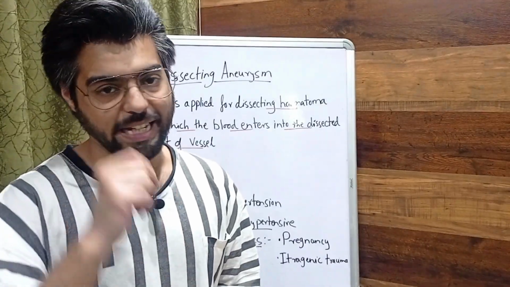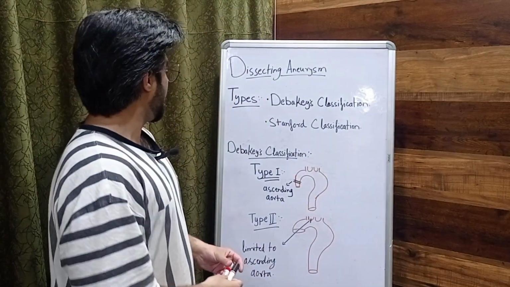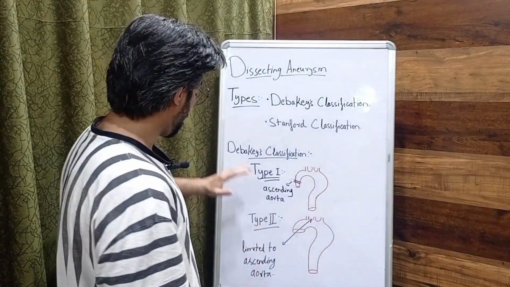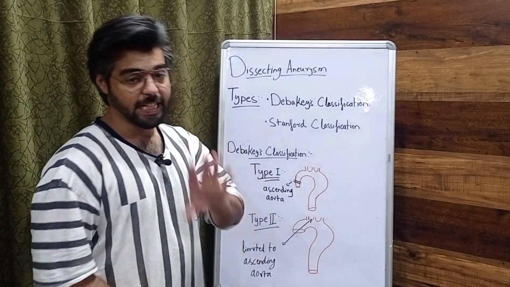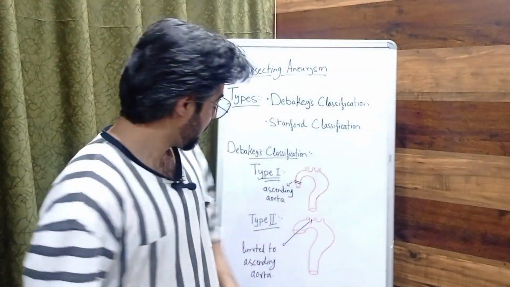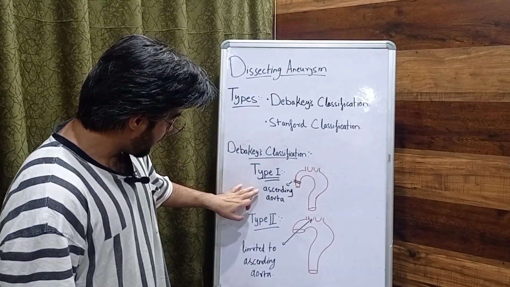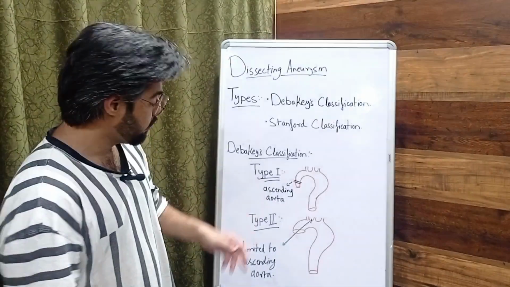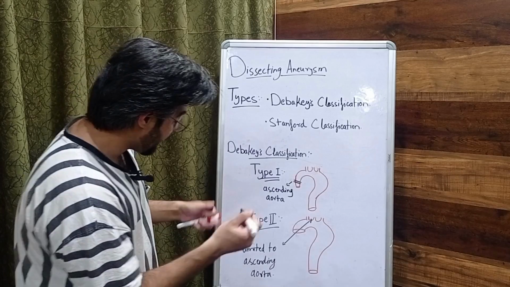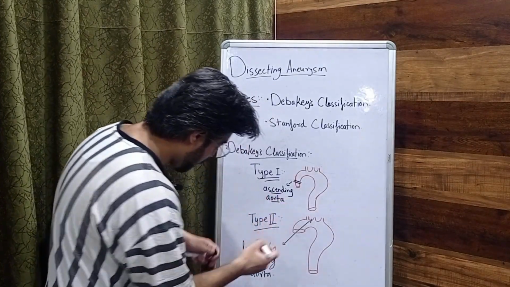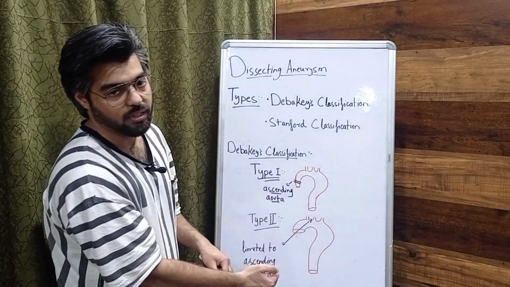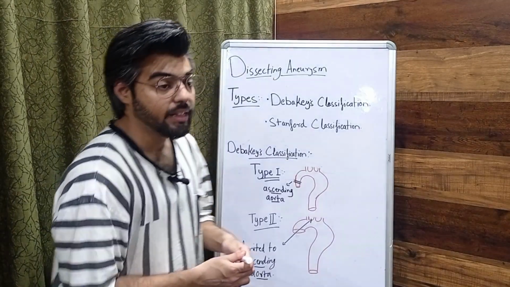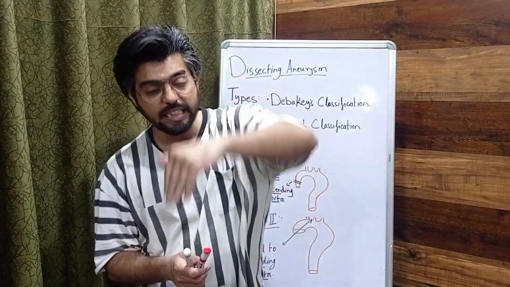Now let's come to the types. So guys, coming to the types, there are two types: Debakey's classification and Stanford's classification. In Debakey's classification, there are three types: type 1, type 2, and type 3. Type 1 is where the intimal tear happens at the ascending aorta. Where does it happen? In the ascending aorta. Type 2 is limited to the ascending aorta. Whereas type 3 occurs in the descending aorta.